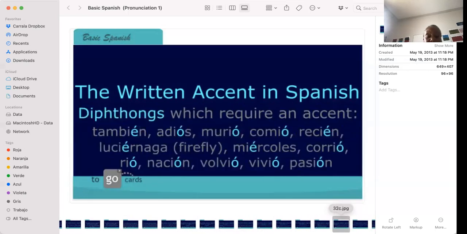Here we go. También, adiós, murió, comió, recién. You see the accent is on the E or on the O. Miércoles, corrió, río, nación, volvió, vivió, pasión. Okay. If there's an accent that's required, it's not on the weak vowel, it's on the strong vowel.